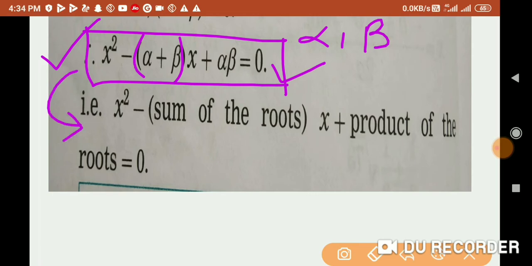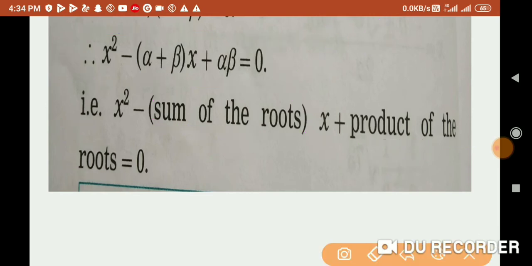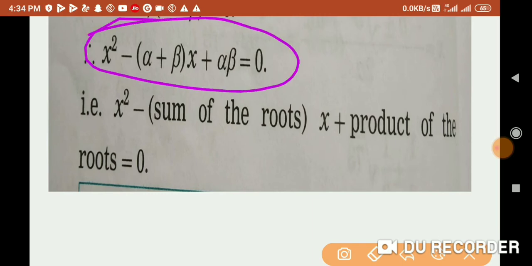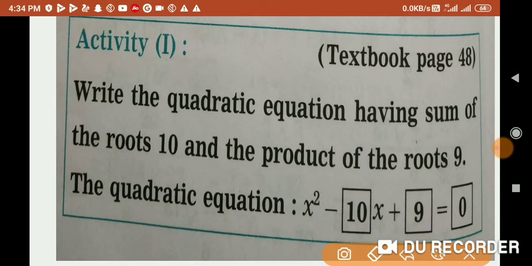That means x square minus in bracket the sum of the roots alpha plus beta bracket complete x plus the product of the roots, that means alpha into beta, is equal to 0. Remember student, when we have to obtain the quadratic equation having the roots alpha and beta, then use this form. That means x square minus in the bracket alpha plus beta bracket complete x plus alpha into beta is equal to 0. Okay. Now see an activity which is given on page number 48.